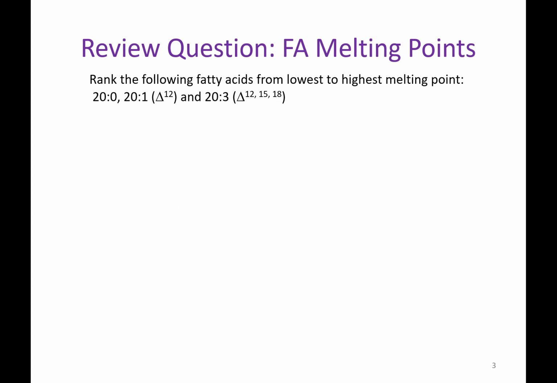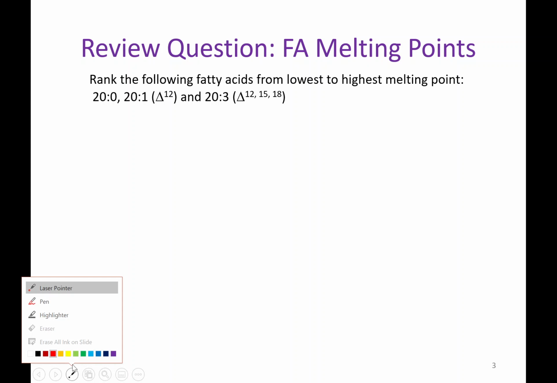First, we'll go through some review questions from chapter 10 material. The first review question: rank the following fatty acids from the lowest to highest melting points. Think back to chapter 10 material, and remember what affects the melting points. It might be helpful to pause the lecture and work through this for a couple of minutes. So we have 20:0, 20:1 delta 12, and 20:3 delta 12, 15, 18.